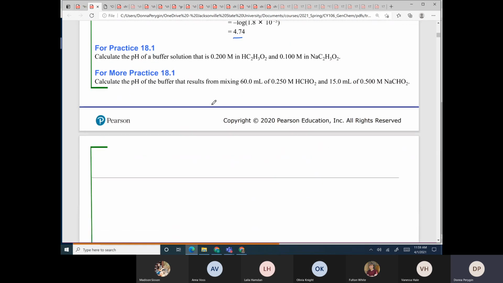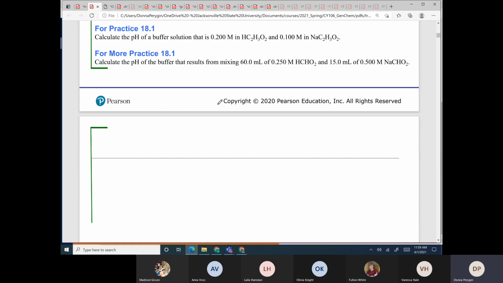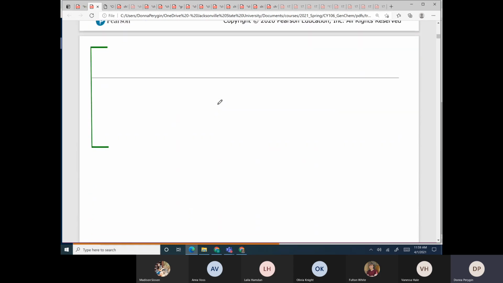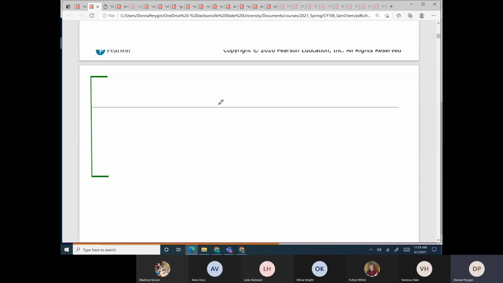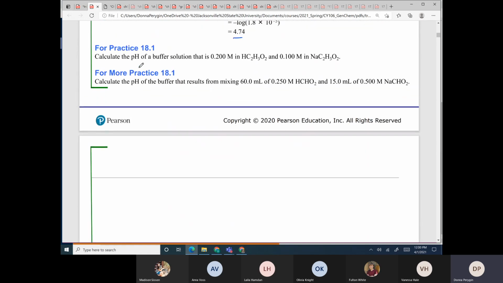Okay, so let's work a couple of problems like that. We're going to do For Practice 18.1. Let me just work one of these because we've done so many of these. This is just an equilibrium problem. So for Practice 18.1, we've got the pH of a buffer solution that is 0.200 molar acetic acid and 0.100 molar sodium acetate.